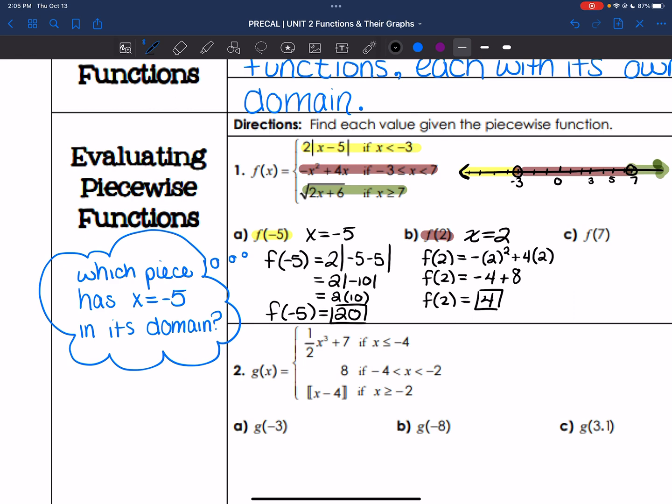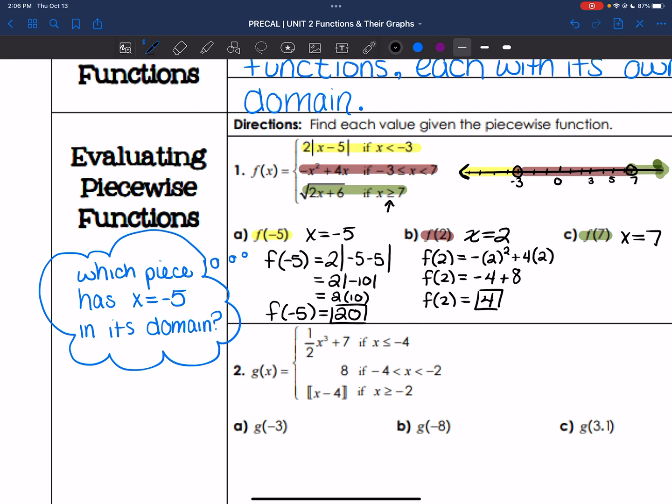All right. Ladies and gentlemen, last but not least, let's evaluate our function f at 7. Which piece will we use? The yellow, red, or green piece? Since we're saying x values equal to 7, we're between the red and green, but which one includes x values equal to 7? That's going to be our green function because it says x values greater than or equal to 7.